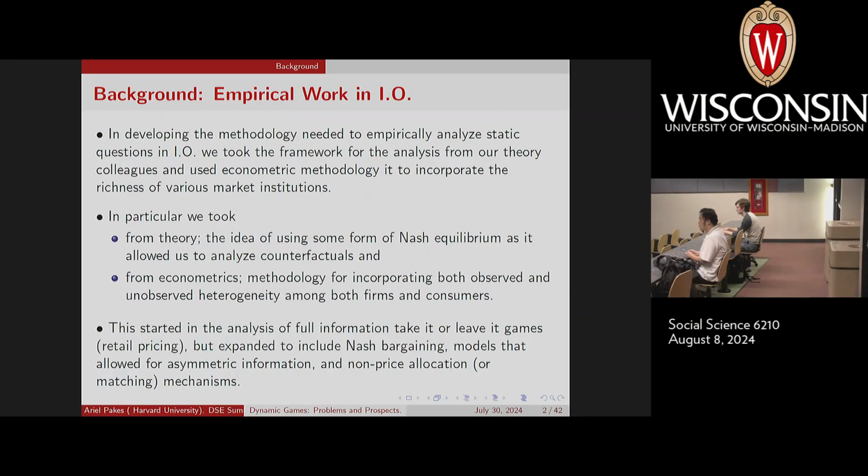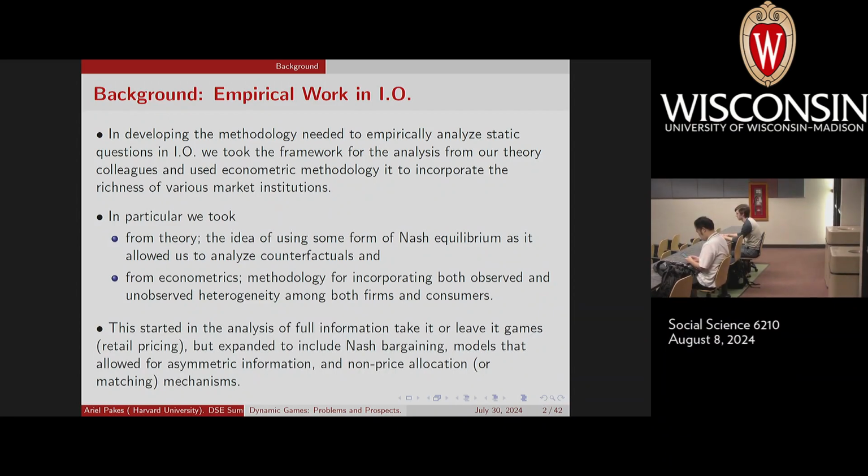So the idea from theory basically was just Nash equilibrium of various forms, okay? So everybody's doing the best they can given what everybody else is doing. And from econometrics, we took methodology for incorporating both observed and unobserved heterogeneity into these models, okay?